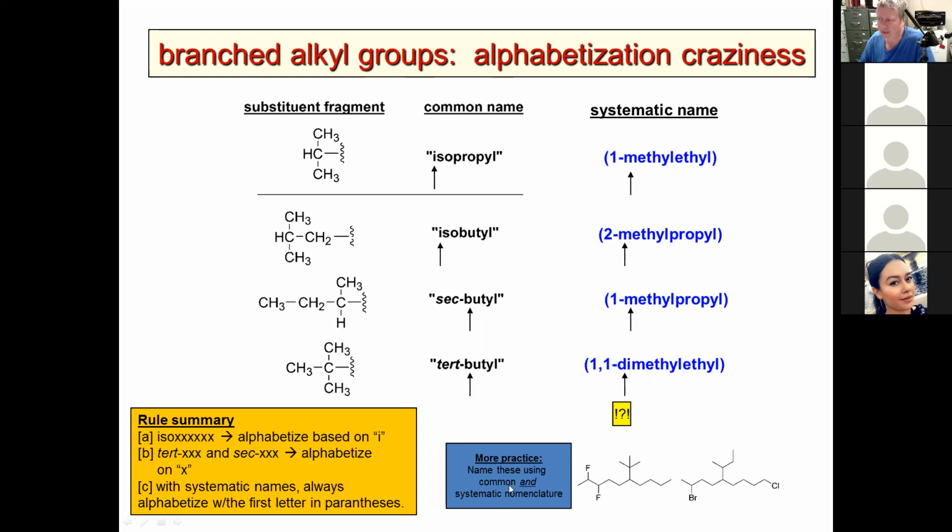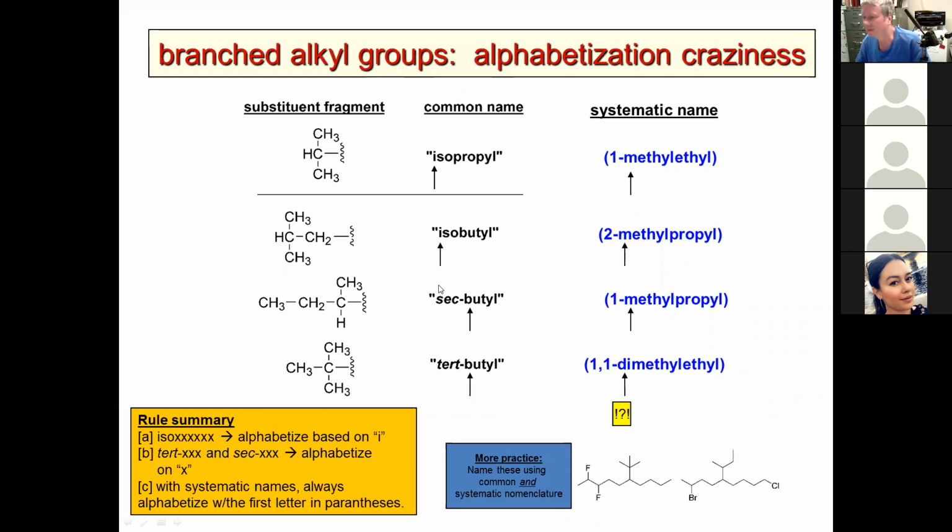A couple of practice problems: name these using common and systematic names. This is great practice. Try this. I'm not going to do it for you. You can do these, or come to office hours. But let's just identify this one. Is it something butyl, right? It's that one, tert-butyl. The other name for tert-butyl is 1,1-dimethyl ethyl, right? So given that, you can name this. But with this weird one, which one is it? It's another butyl, 4 carbons, 1, 2, 3, 4. Is it isobutyl, sec-butyl, or tert-butyl? It's a sec-butyl.